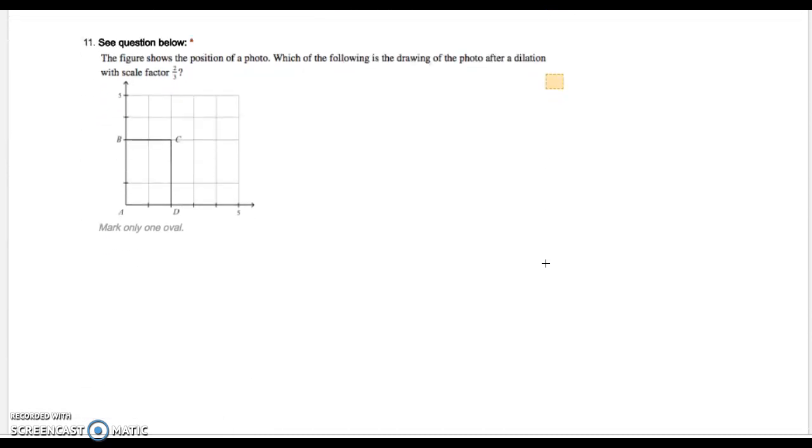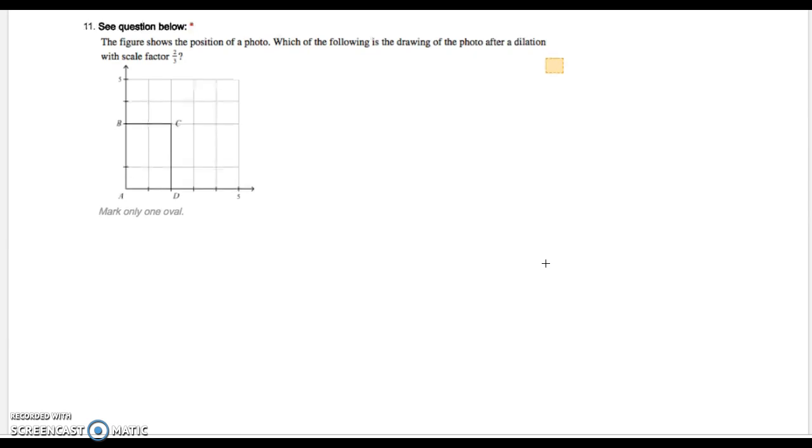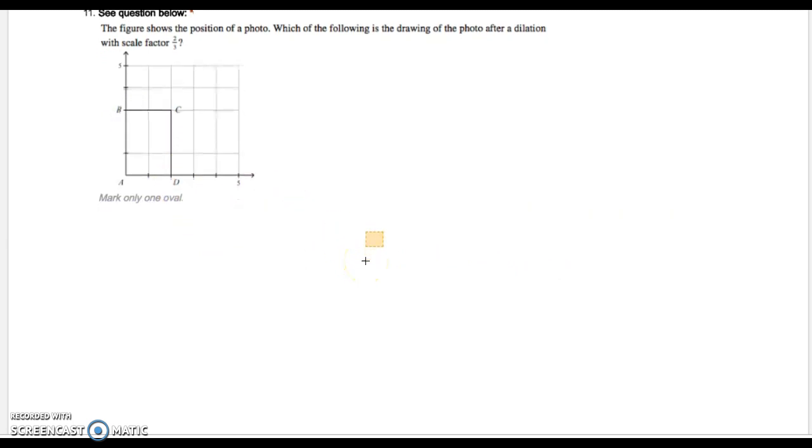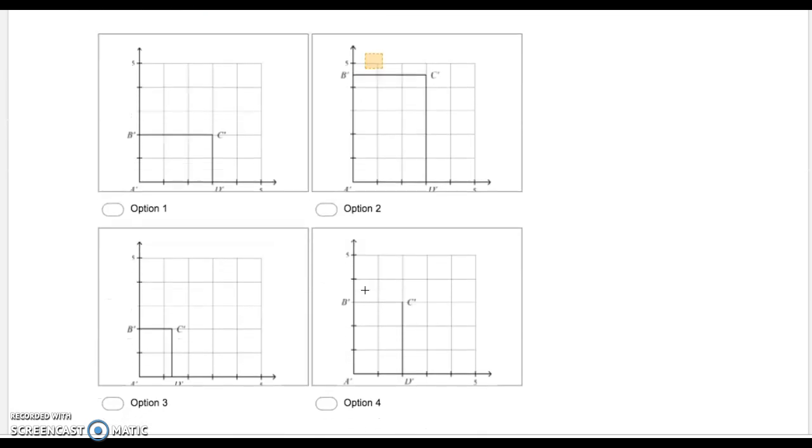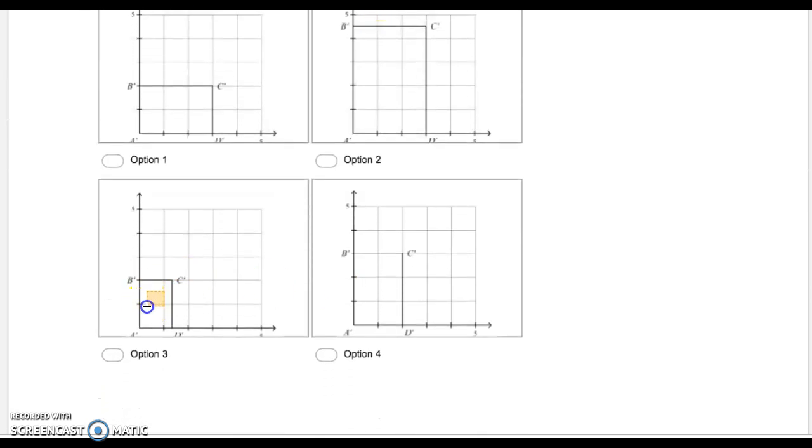Number 11. This is a pretty easy one. It says the figure shows the position of a photo. Which of the following drawings is of the photo after a dilation with a scale factor of 2/3? Well, you know that this is the original. The photo is shrunk because it is 2/3, which is less than 1. So really the only option could be right here.